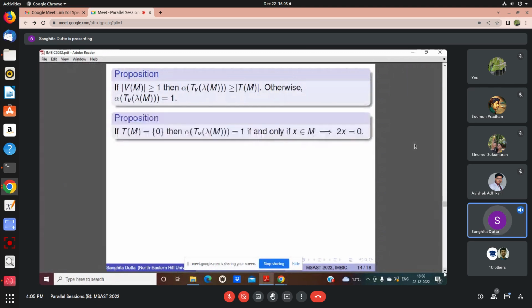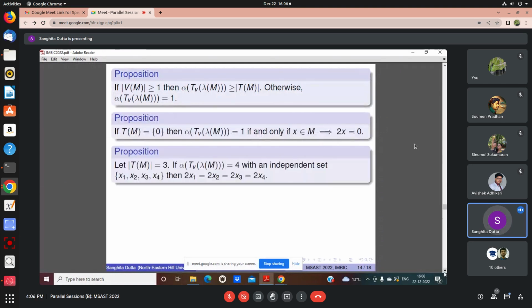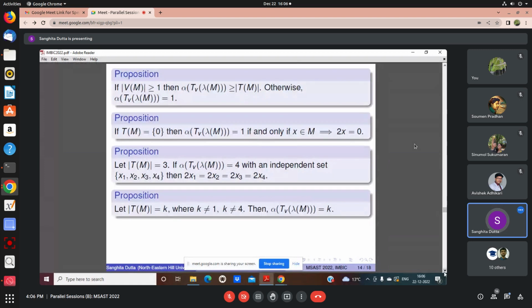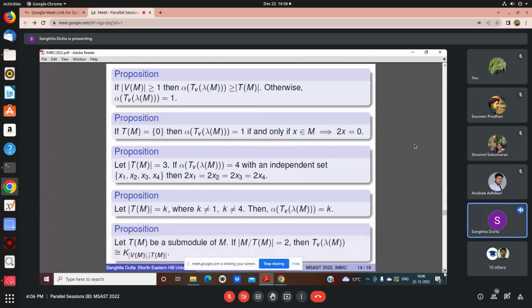If Tm is 0, then the independence number is 1 if and only if for every x belonging to M, 2x equals 0. The cardinality of Tm equals 3, and if alpha of TV lambda M is 4 with an independent set x1, x2, x3, x4, then 2x1 equals 2x2 equals 2x3 equals 2x4. If the cardinality of Tm is k, where k is not equal to 1 or 4, then alpha of TV lambda M is equal to k. Let Tm be a submodule of M. If the cardinality of M by Tm is 2, then TV lambda M is isomorphic to the complete bipartite graph with bipartite sets of cardinality Bm and Tm.